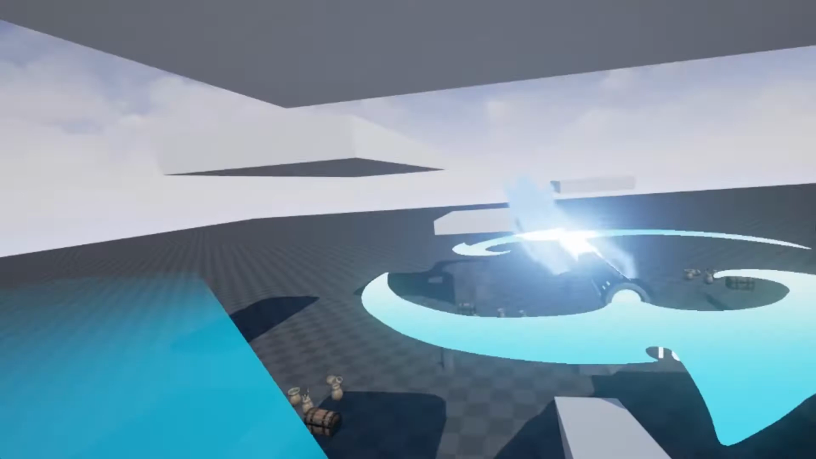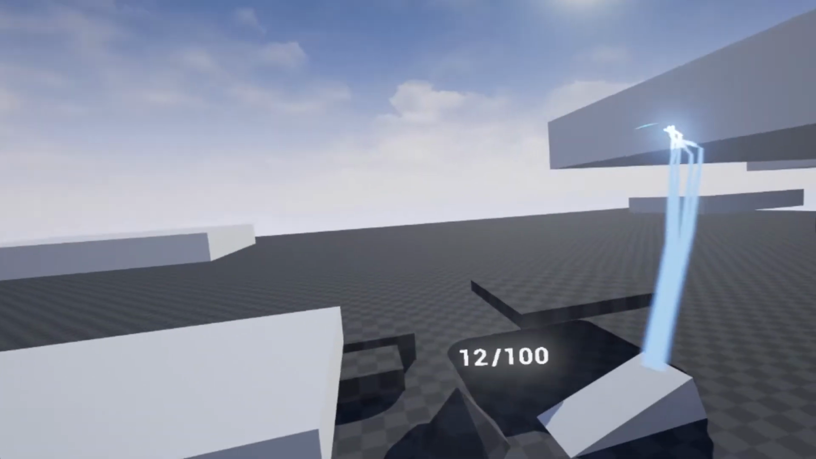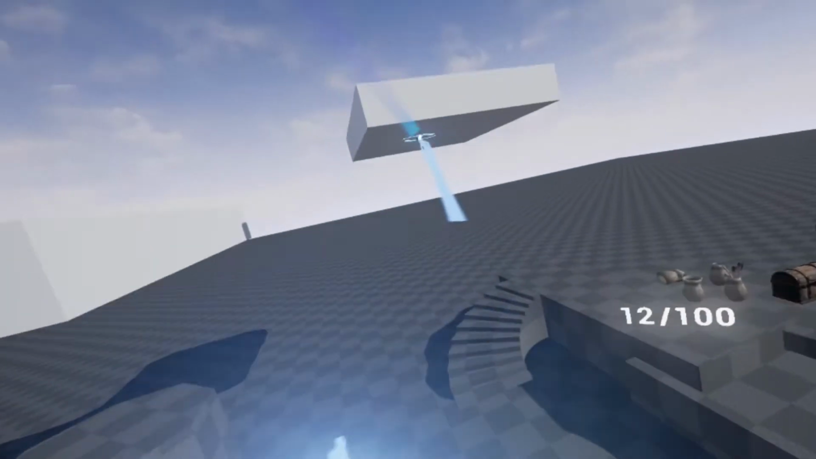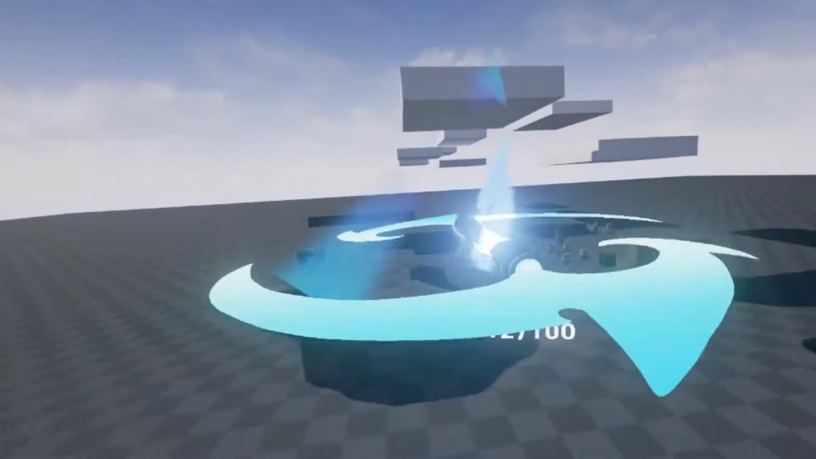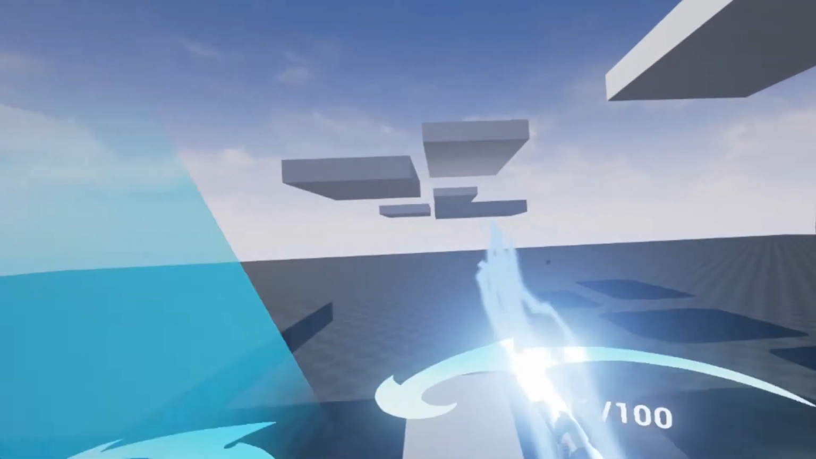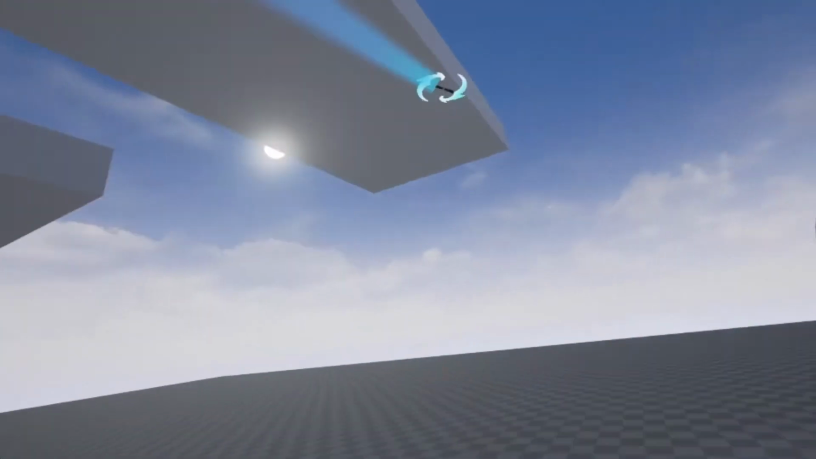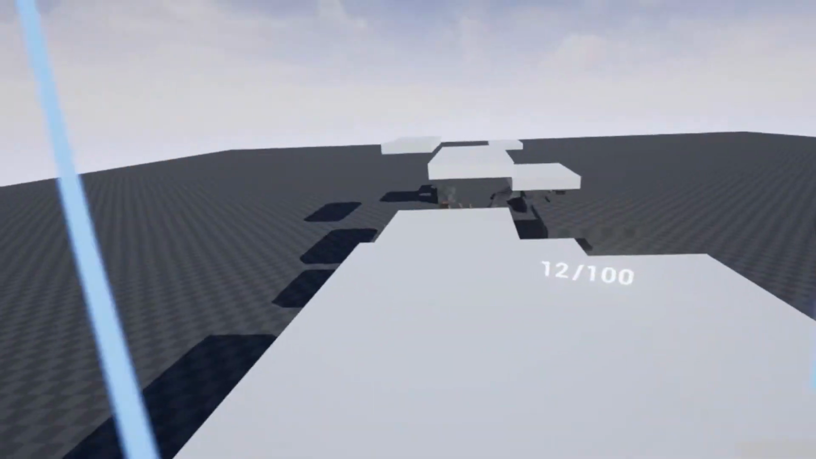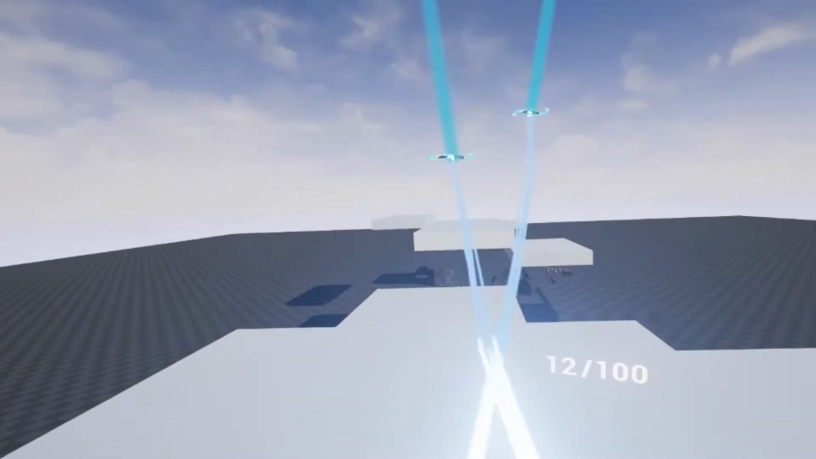But what we ended up doing was implementing a system that doesn't use physics. So what you might be asking is, how do you do a physics-based weapon without physics simulation?